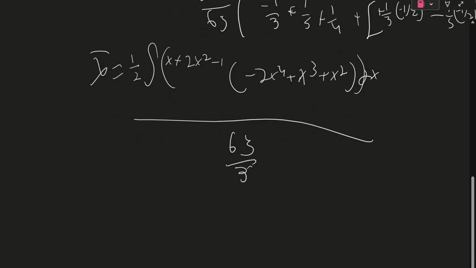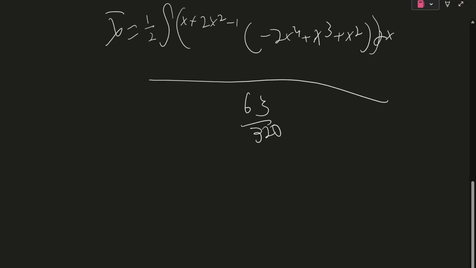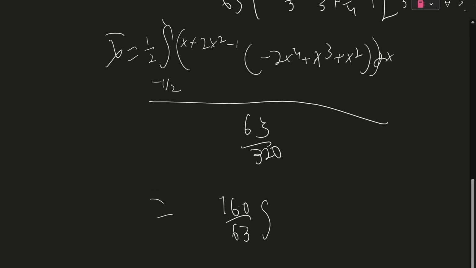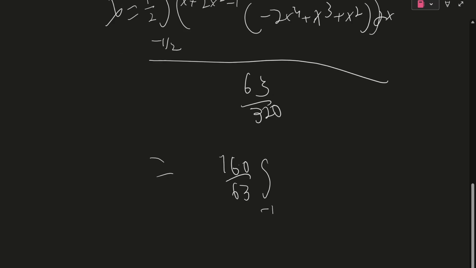63 over 320. So this is going to be equal to, we can bring up our 320 over 63, which turns into 160 over 63 times the integral, and I'm sorry, from negative 1/2 to 1, differentiating with respect to x over the region.